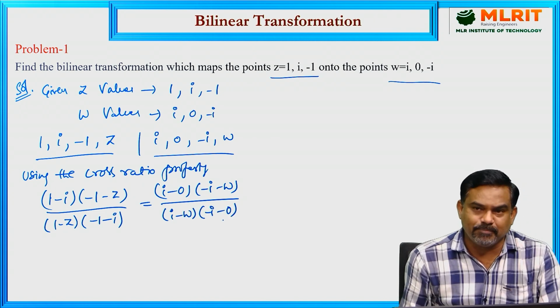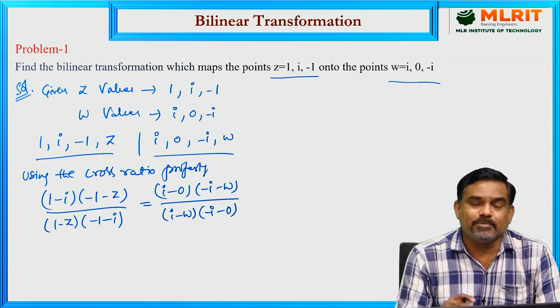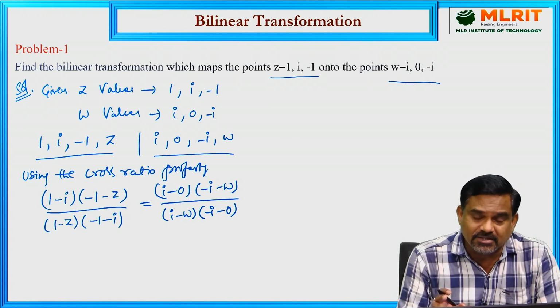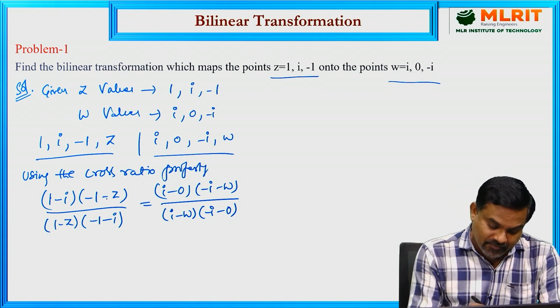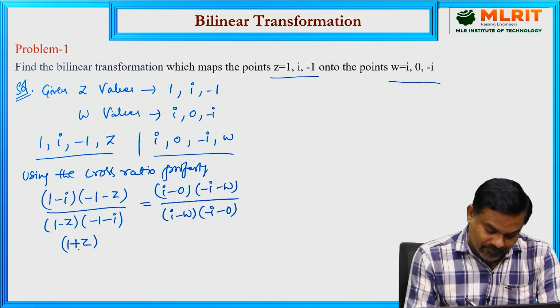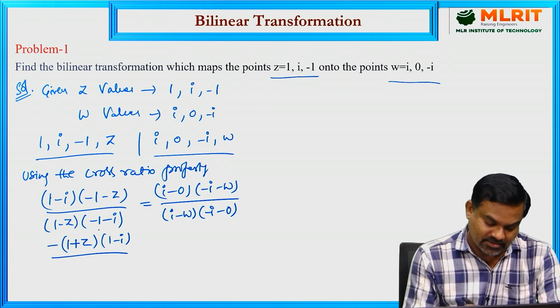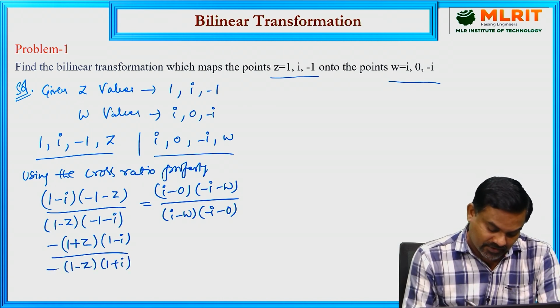Now we need to simplify this. If there is a way to simplify this, well and good. Otherwise, we can use that componendo and dividendo property. So here, by taking the minus sign common, 1 plus Z into 1 minus i with a minus sign, and here also we can take minus common, so 1 minus Z into 1 plus i with a minus sign.